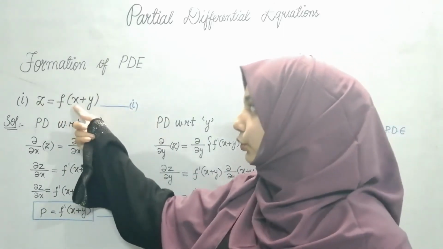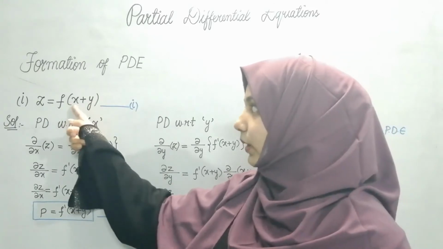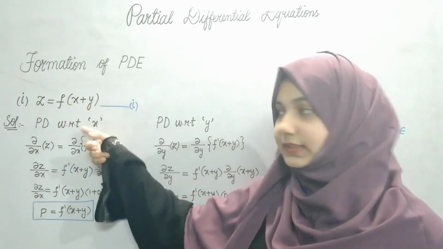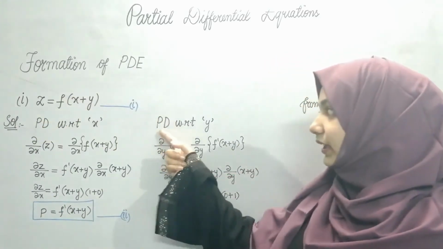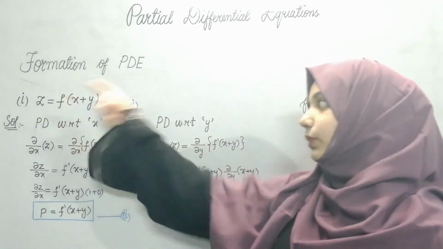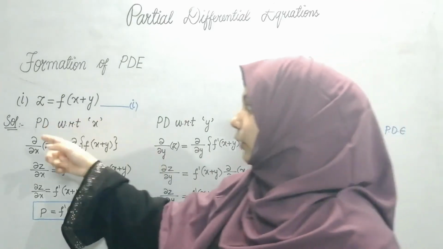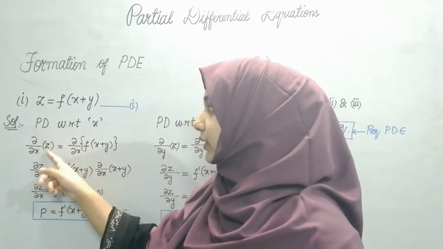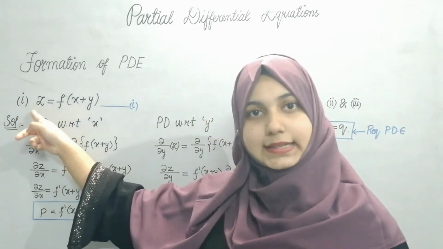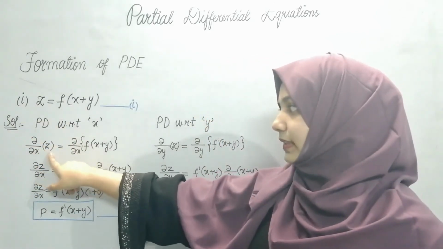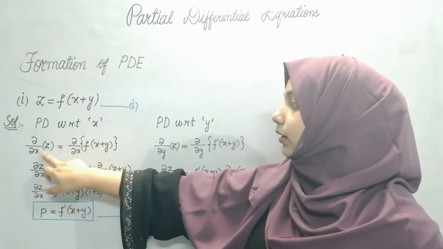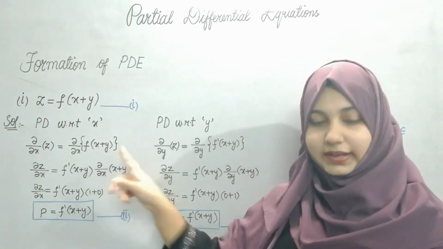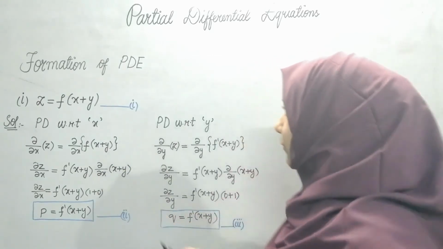I've got two variables, one is x and one is y. So I'll partially differentiate this equation with respect to x, and then I'll partially differentiate the same equation with y. First, with respect to x, so dou by dou x of z is equal to dou by dou x of this function, f of x plus y. We know the differentiation of a function is what?